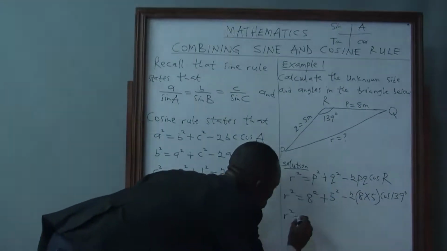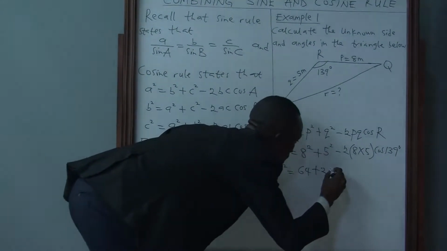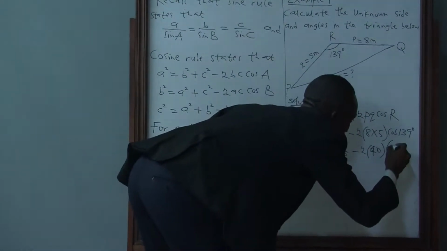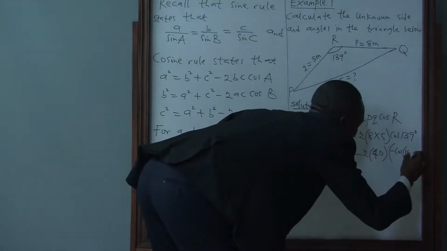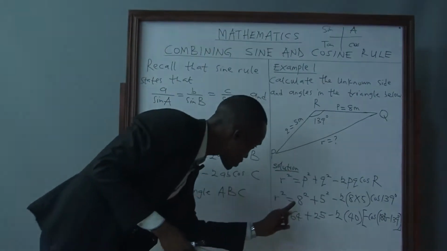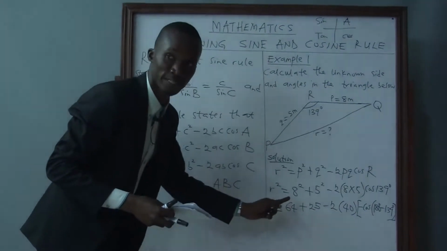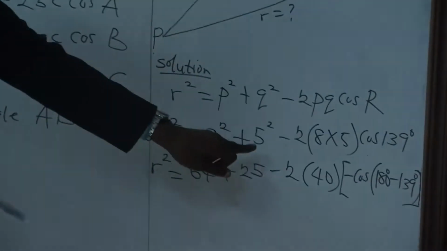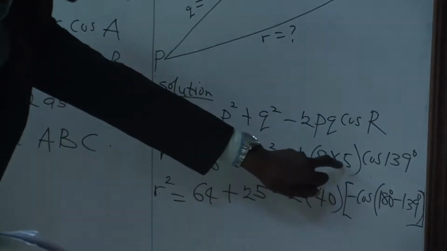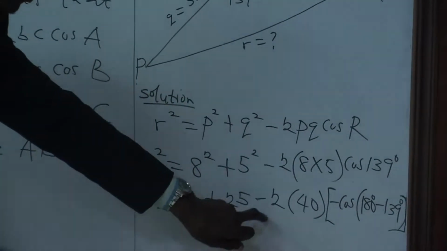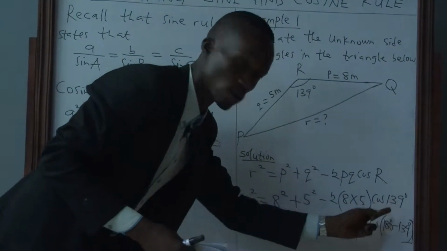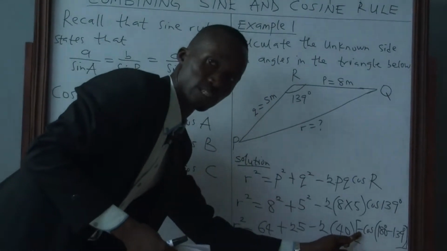So we have r squared to be 64 plus 25 minus 2 into 40, then this will be minus cos of 180 degrees minus 139. 8 square is 8 multiplied by 8, and that will give us 64. 5 square is 5 multiplied by 5, giving us 25, minus 8 multiplied by 5 is 40. Since I explained earlier that 139 is from the second quadrant, that is why this minus is coming in.